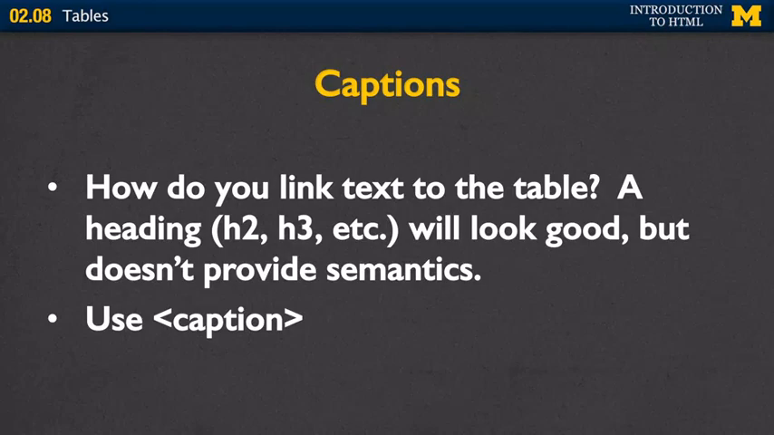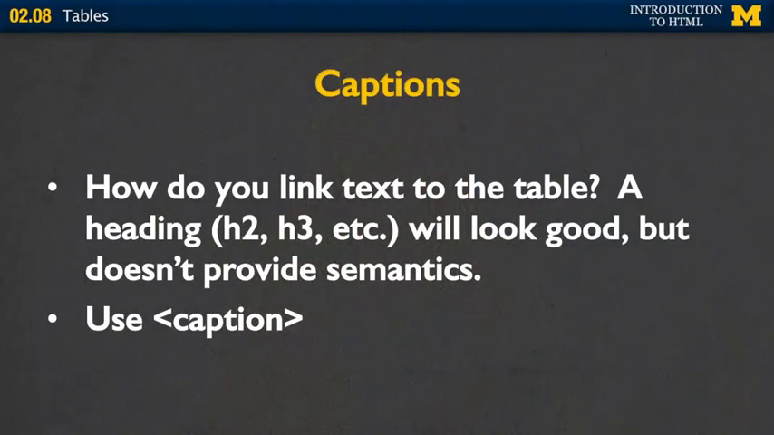Next, let's talk about captions. So how do we link text to a specific table? What people used to do is they would put in some sort of heading, H2 or H3, and they would put it right above or right below the table. So visually, if you were looking at it, you could kind of figure out, oh, this goes with the table. But again, I really want to push you to use semantic tags. So instead of doing that, you can use the caption tag inside the table, and it'll help everyone know that, oh, this caption goes with this specific table.